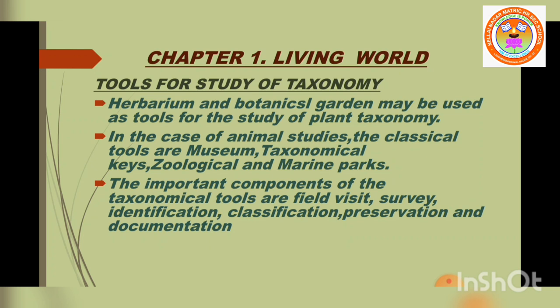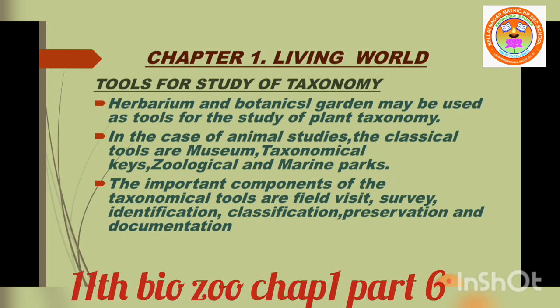Herbarium and botanical garden may be used as tools for the study of plant taxonomy. In case of animal studies, the classical tools are museum, taxonomical keys, and zoological and marine parks. The important components of the taxonomical tools are field visit, survey, identification, classification, preservation, and documentation.